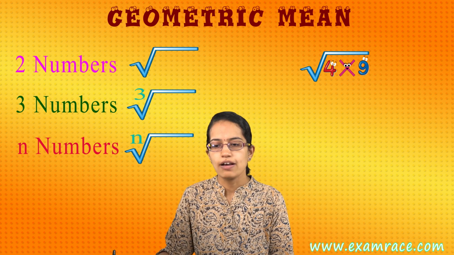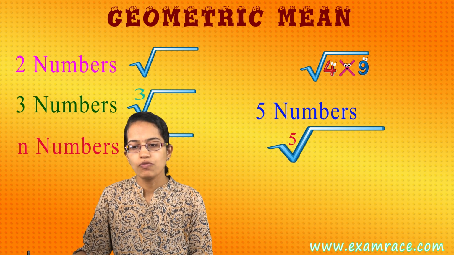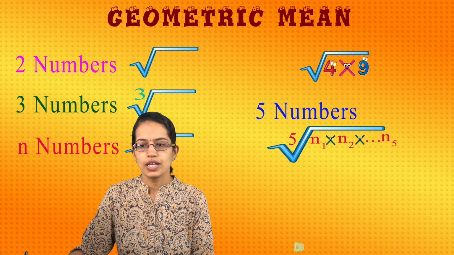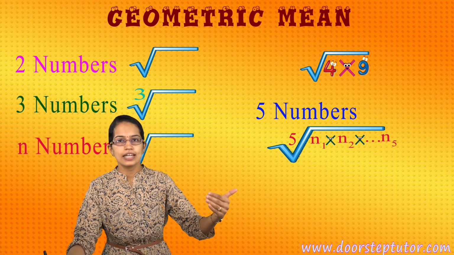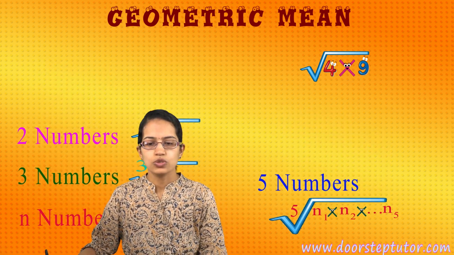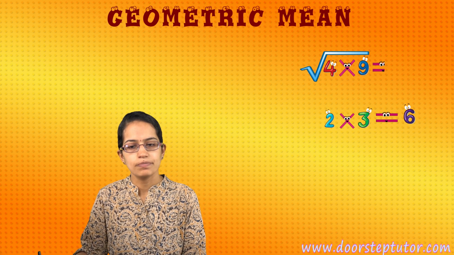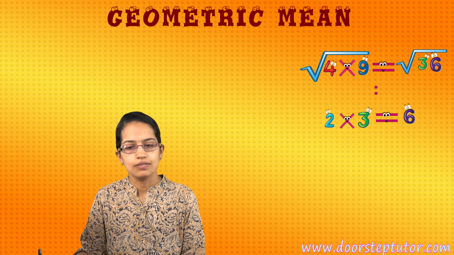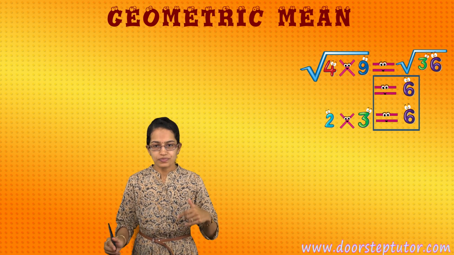So let's say you have 5 numbers, so you would have the fifth root of n1 into n2, and so on till n5. Okay, so that's how you calculate. Here you can either take the square root separately, so I can mark it as 2 into 3, that is 6, or I can multiply within the square root, that is the square root of 36, that again comes to be 6. So this is the geometric mean.